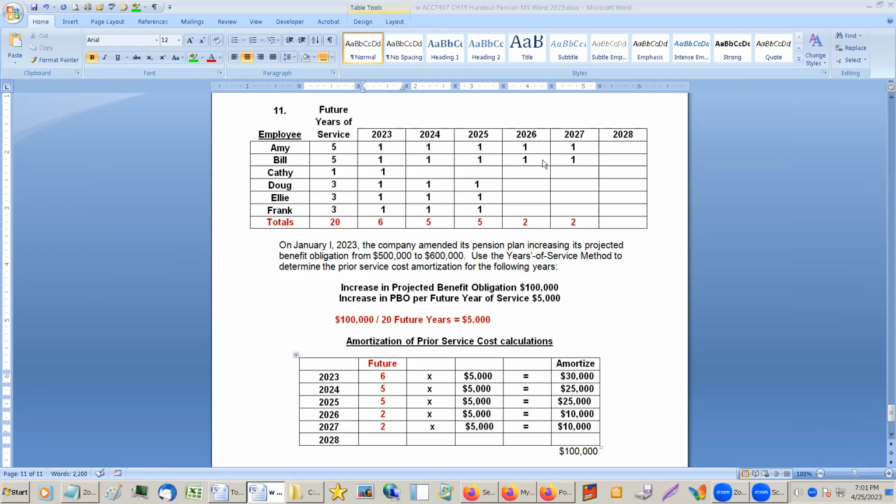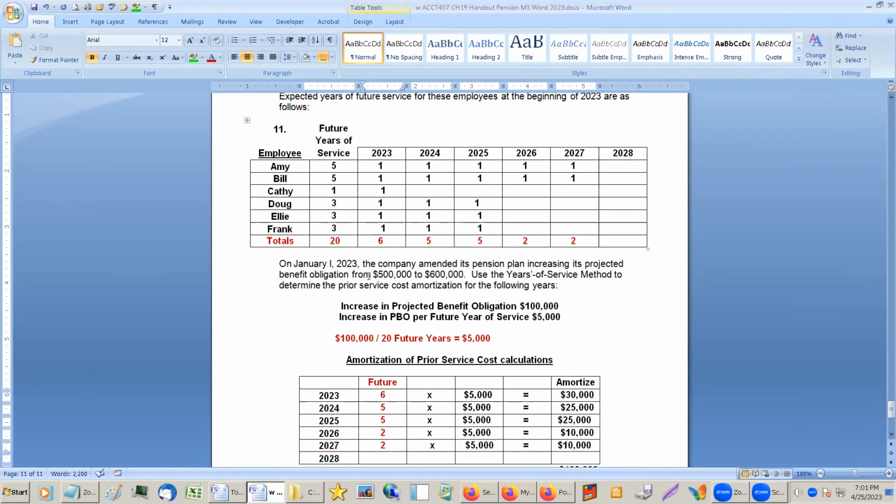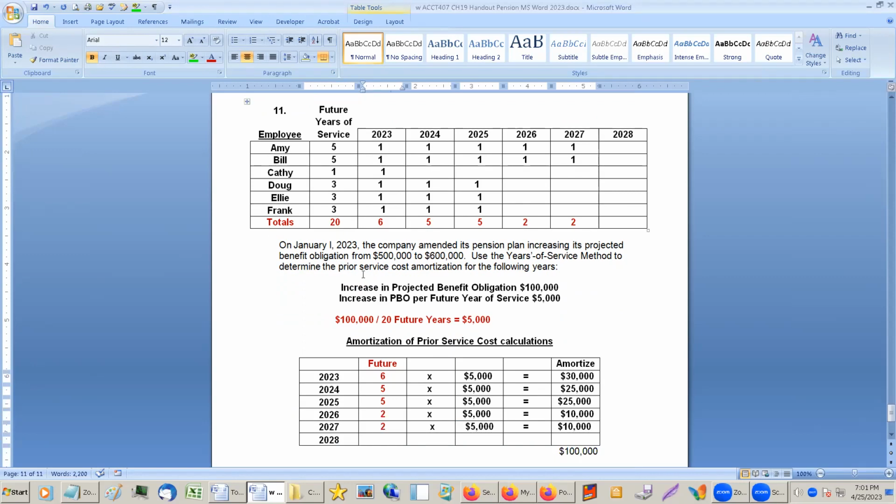Yeah, I don't mind. I wasn't talking. I was just filling these in. So this is what we should have gotten for number 11. And again, the whole idea is that even though this is for prior years, you're actually going into the future. The reason you're giving it is for future service.